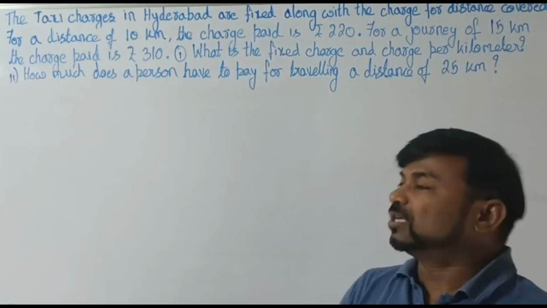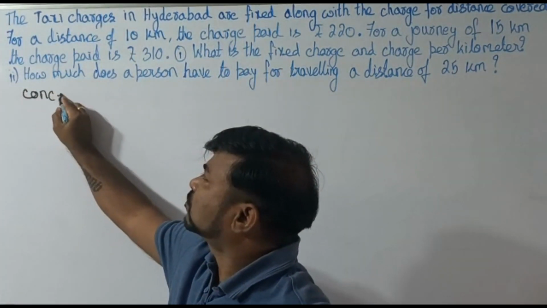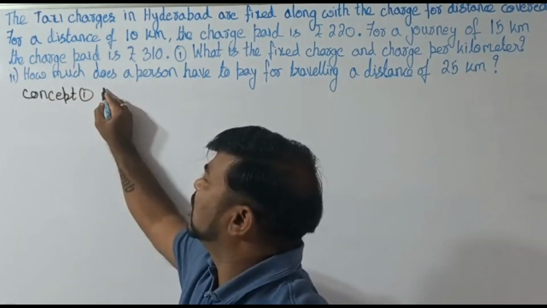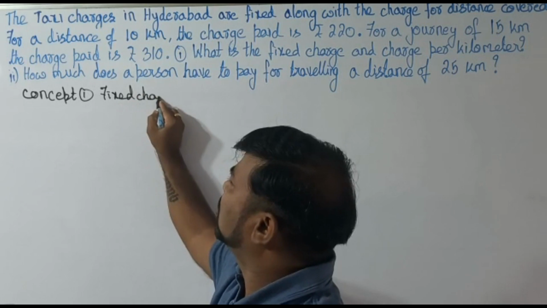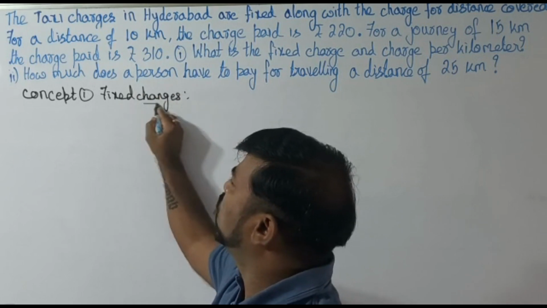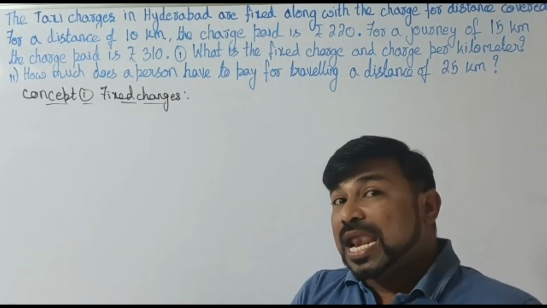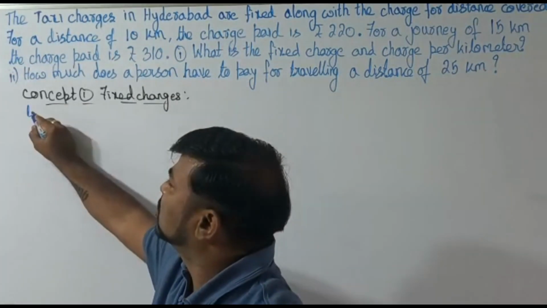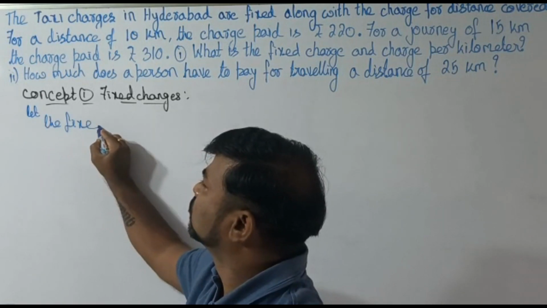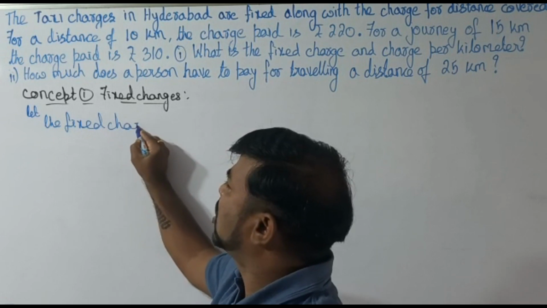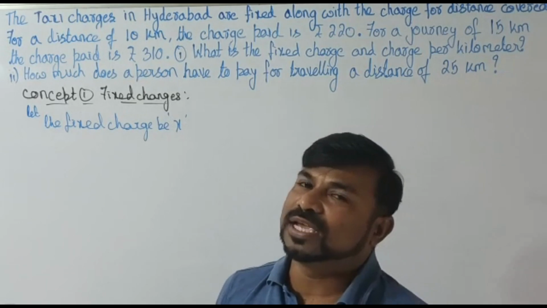So let's deal with it concept-wise. Concept one is nothing but fixed charges. What are the fixed charges here? Regarding what he is talking about as the fixed charge, I said it is the rent of the vehicle. Let the fixed charge of the vehicle be X.